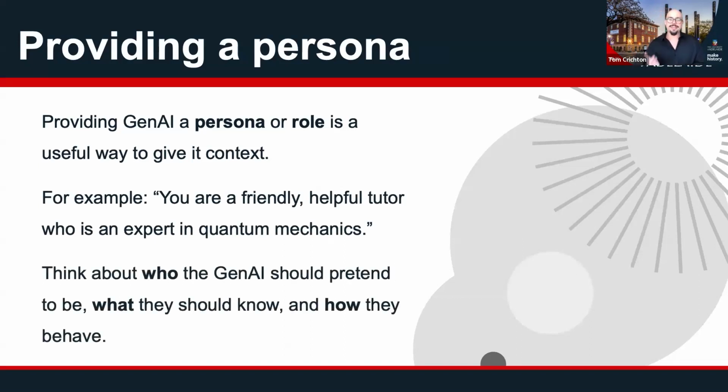So to do this, you should think about who the Gen AI should pretend to be, what that kind of person might know, and how they should behave. Now, of course, the Gen AI is not actually simulating that person. It's still just guessing the right order of words that will meet your needs. But it's a useful thing that has been found to help and more reliably provide high-quality outputs.